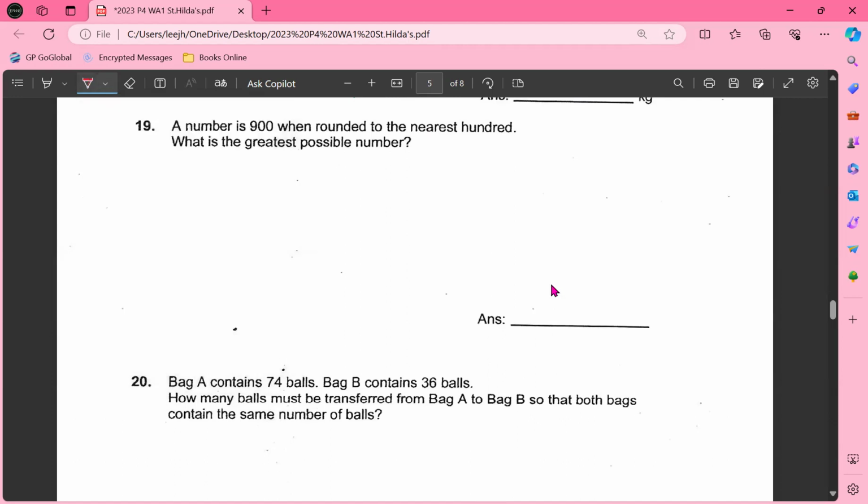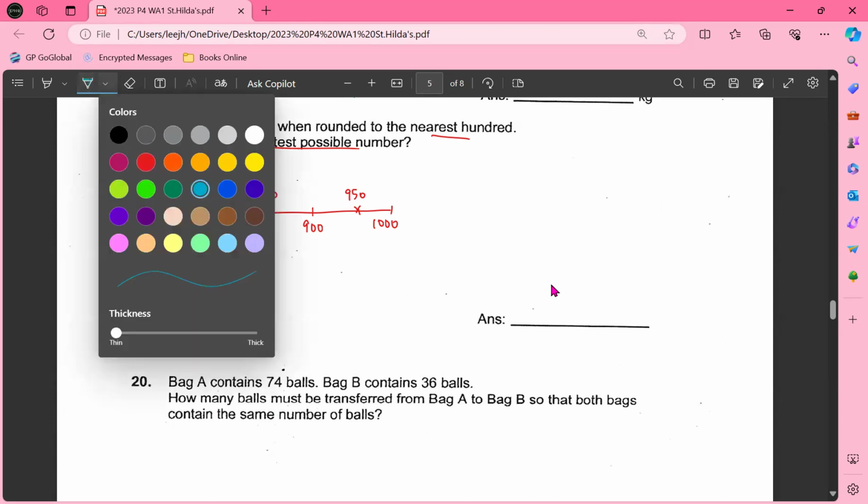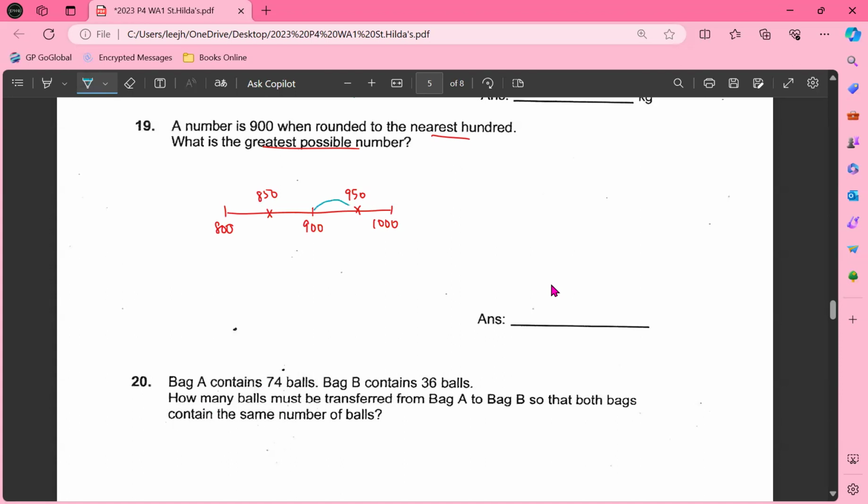A number is 900 when rounded to the nearest 100. What is the greatest possible number? Same thing, I'm going to write down a number line, 900, nearest 100. So left will be 100 less, which is 800. This will be 100 more, which is 1,000. So midpoint as well. The midpoint of these two values is 850. Midpoint of this will be 950. So I want the greatest, which means I stretch to the front, going to the larger midpoint.